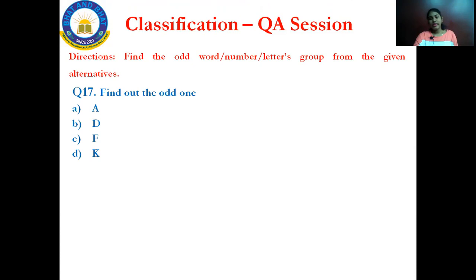This is only what they give. Now let me solve this. A is a vowel. What are the 5 letters in vowel? A, E, I, O, U. These are vowels. And then, is D a vowel?